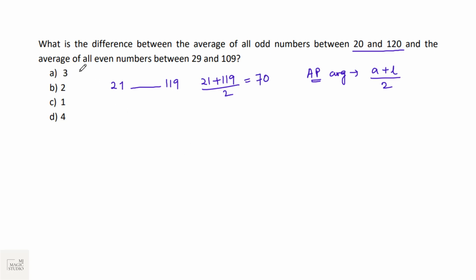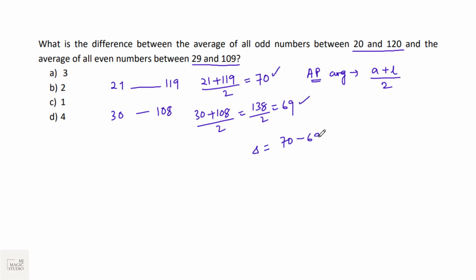And now we need to find the average of all even numbers between 29 and 109. So between 29 and 109, even numbers are from 30 to 108. On similar grounds, the average of all even numbers between 30 and 108 would be 30 plus 108 by 2. That is 138 by 2, that is 69. Now the question is, what is the difference between these two averages? The difference between these two averages is 70 minus 69.